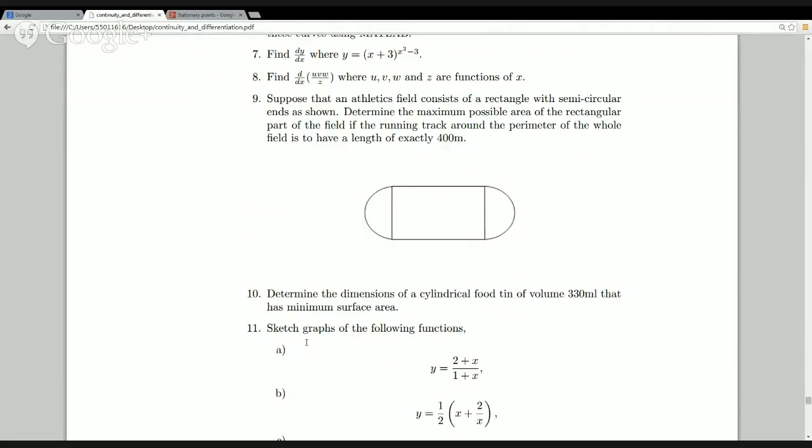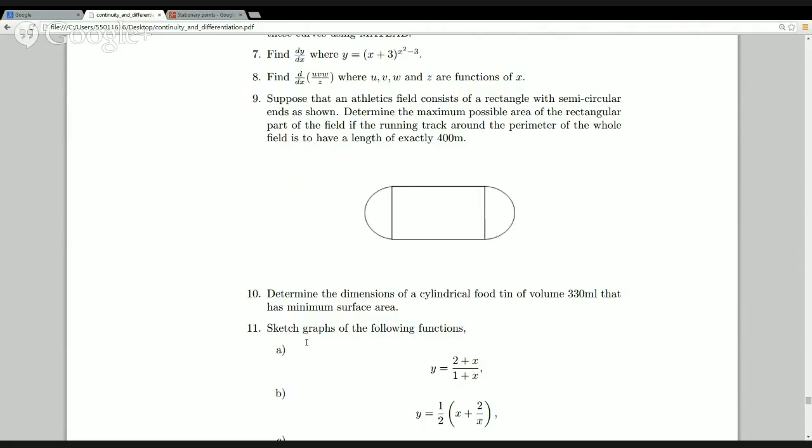There's a large central field, which we're thinking of here as a rectangle, and there's a running track around the outside. Now, your standard athletics track has a perimeter of 400 meters. 400 meters is the distance once around the running track. So we're talking about a shape which is 400 meters all the way around the outside. And we're saying it's made up of a central rectangle and semicircular ends.